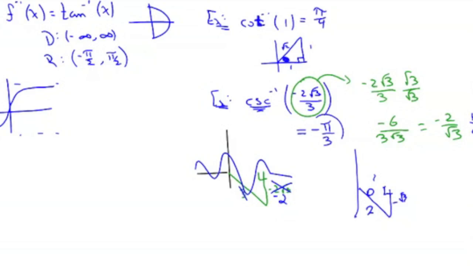Do we have to keep it that way? I'd rather radians than degrees in this case. If I ask between 0 and 2 pi, I want the big angle. But if I'm just asking this question, I'd rather this, because this is what your calculator is going to give you.